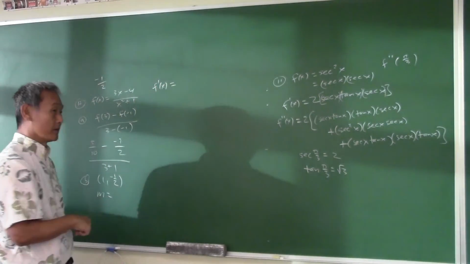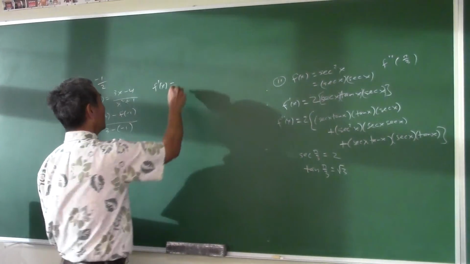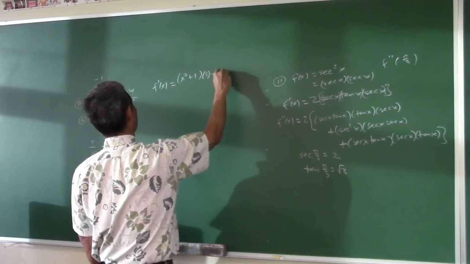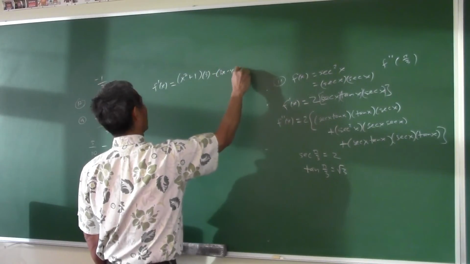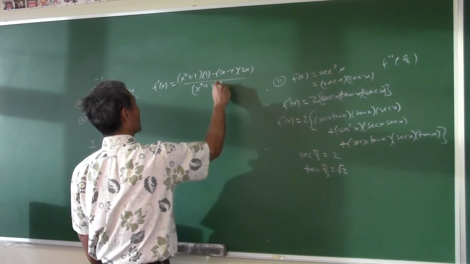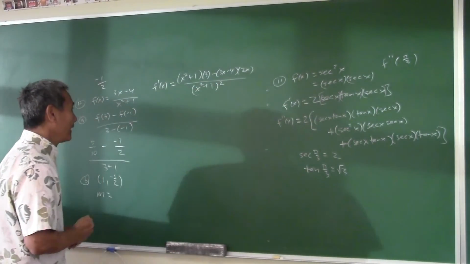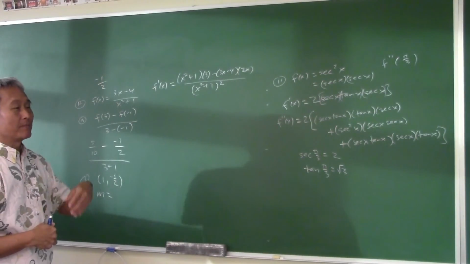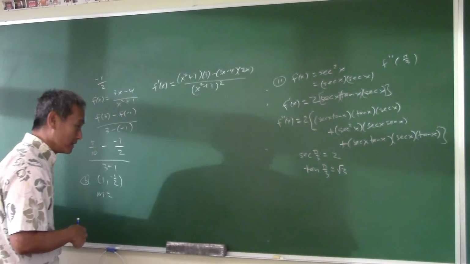Well, I see a quotient here, so you've got to use the quotient rule. Low d high minus high d low all over denominator squared, we go. And you don't have to simplify it, but I'm going to simplify it because you're going to need to for part C.